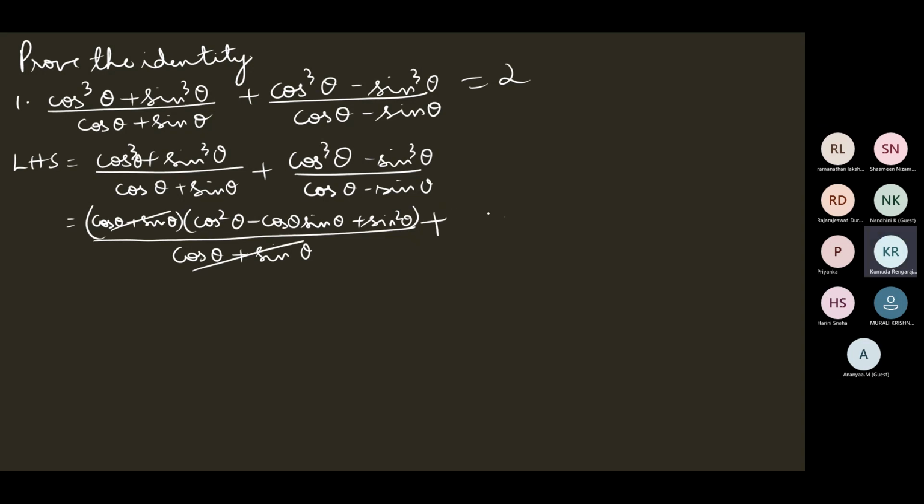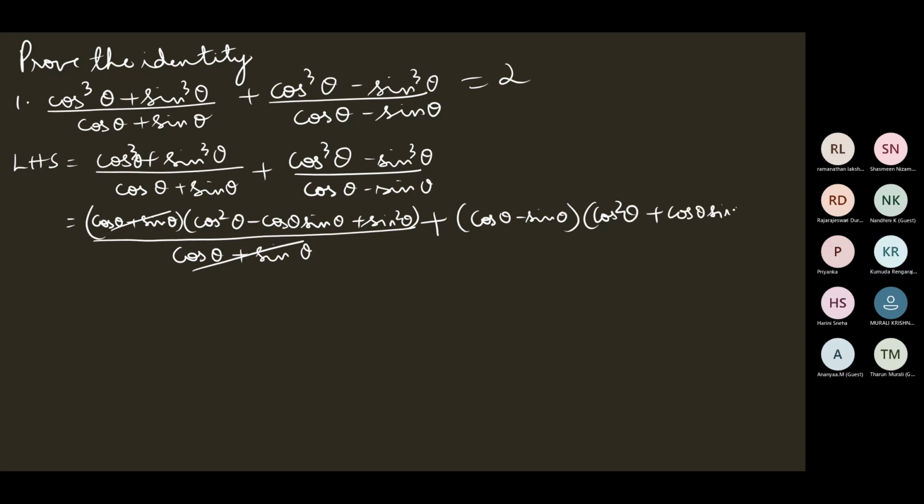Plus A cube minus B cube is A minus B into A square plus AB plus B square, divided by cos theta minus sin theta. So this gets cancelled. So in the numerator, you can see cos square theta plus sin square theta. It's 1. Or maybe you can write it like this in the next step.